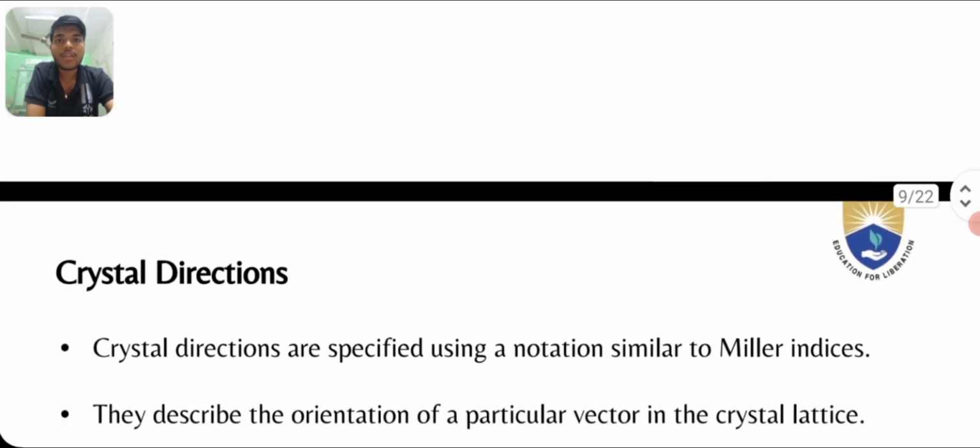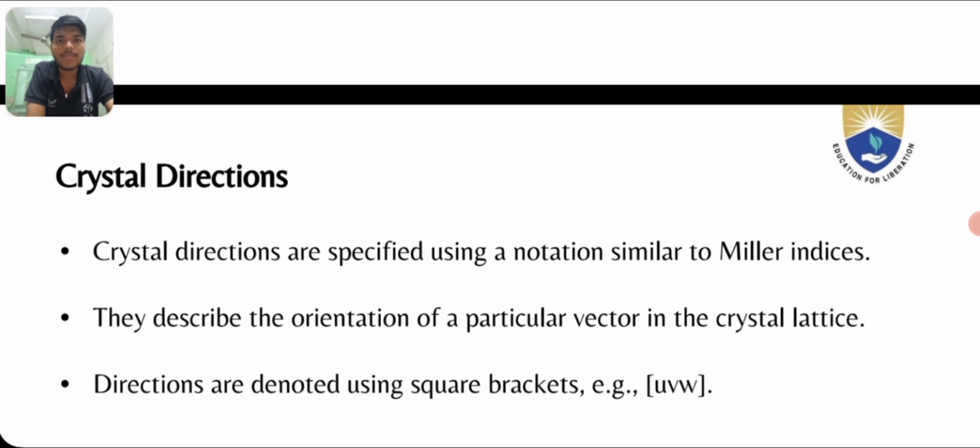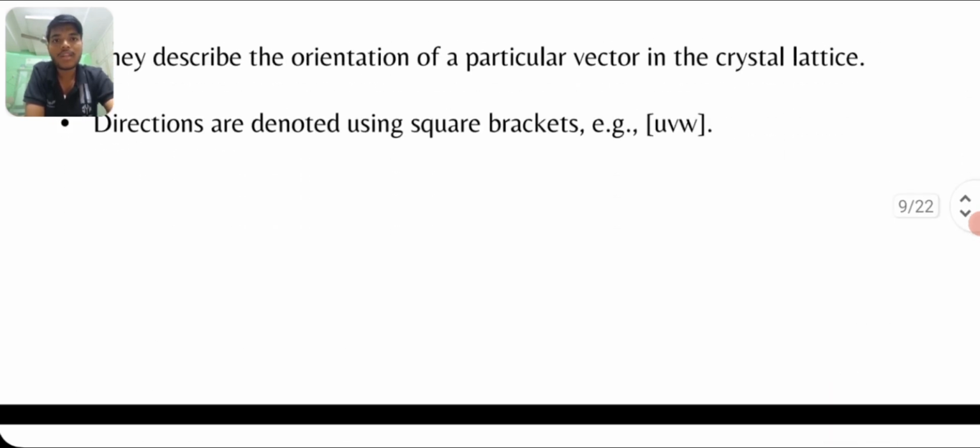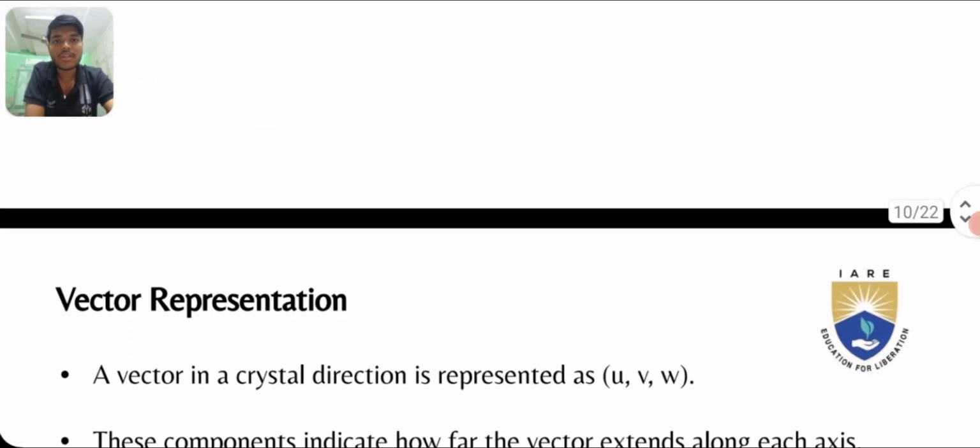Crystal directions. Crystal directions are specified using a notation similar to Miller indices. They describe the orientation of a particular vector in the crystal lattice. Directions are denoted using square brackets, for example [u v w]. These are the crystal directions.